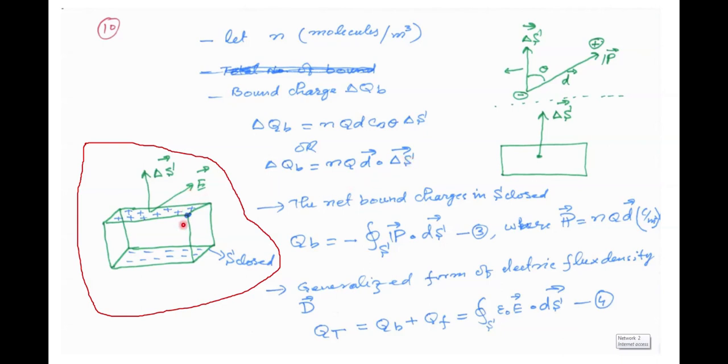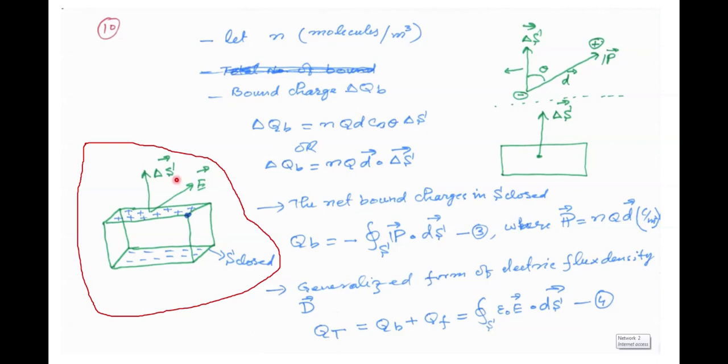In order to define the total bound charges inside this closed surface, we have to apply the surface integration. So the surface integration becomes equal to the surface integration of P, where P represents polarization, which is equal to nqd. The unit of polarization is coulomb per square meter. Equation number 3 defines the total bound charges inside the closed surface, and those left outside this closed surface now behave like free charges.